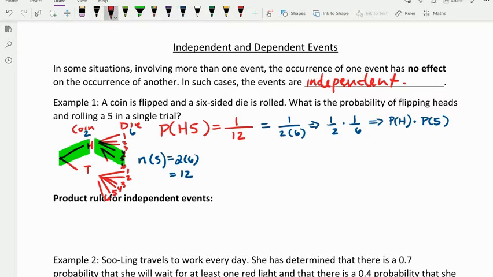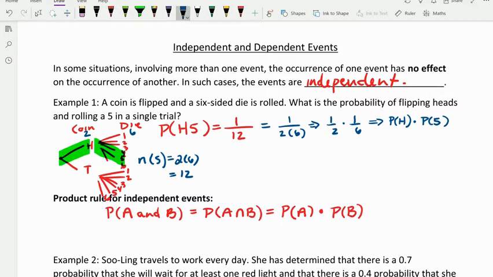So in a general rule for independent events, if I want the probability of event A and event B, well, that's the intersection. The word and, we're looking at the intersection of the two things. We want both things to occur. So I can use that notation, intersection. And what I can do instead of drawing this tree diagram is just do the probability of A multiplied by the probability of event B. So in our particular example, the probability of A was flipping a head, and then rolling a 5 was the 1/6. So that's my A times B.